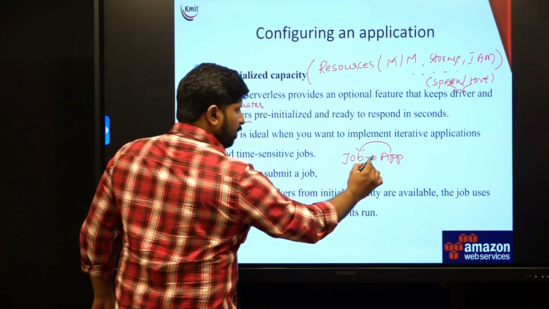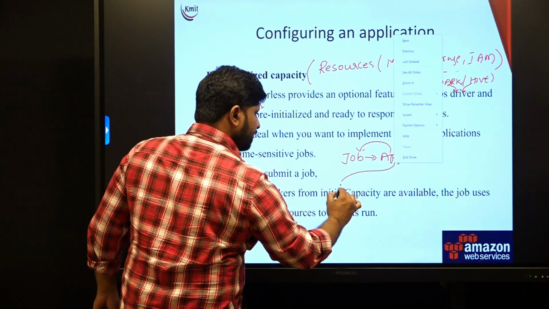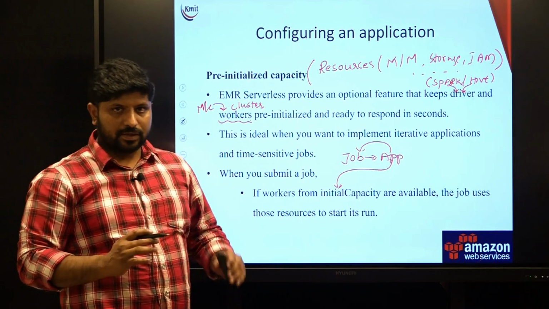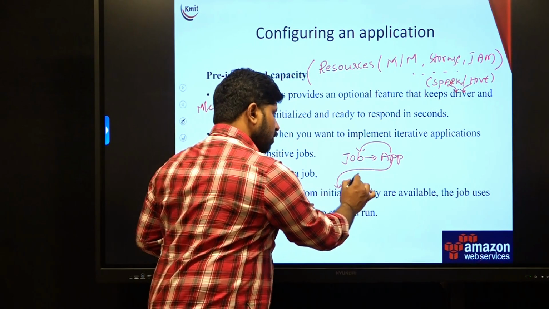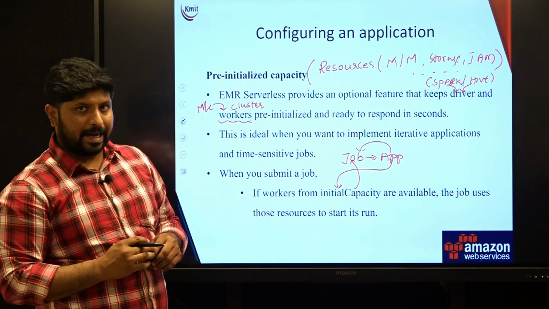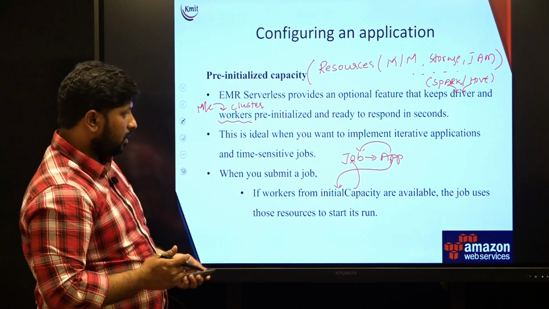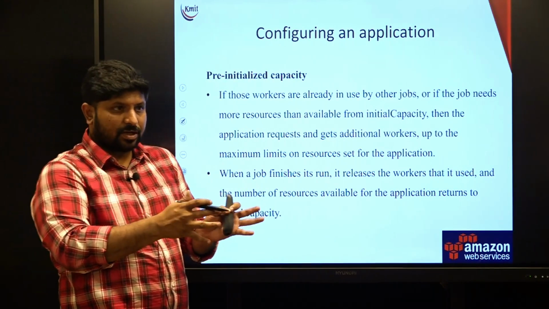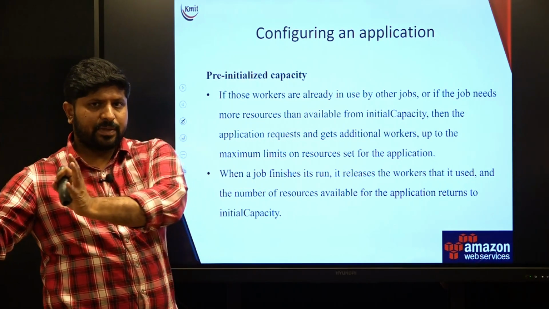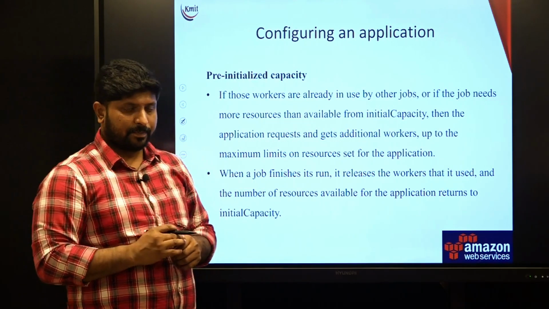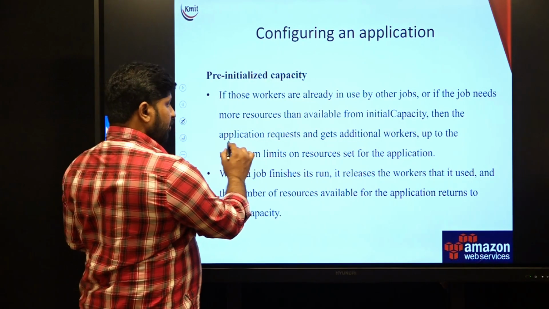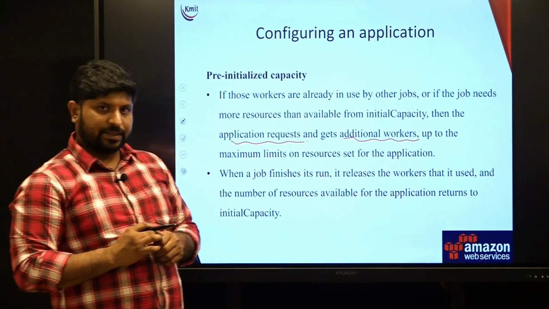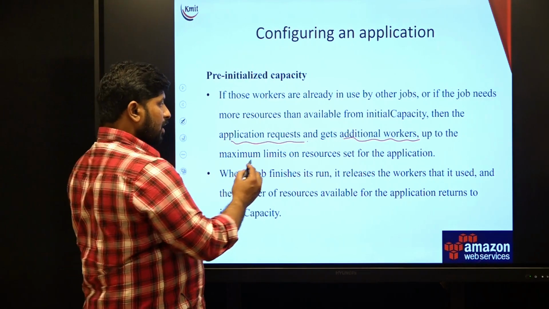then what this application will do is, it will check for the available initial capacity. If the resources are available, then these resources are going to be given back to the job to get it executed. If suppose the application does not have initial capacity, meaning the initial capacity has been occupied by other jobs which are running, at that moment your application will request additional worker nodes where my job can be executed.